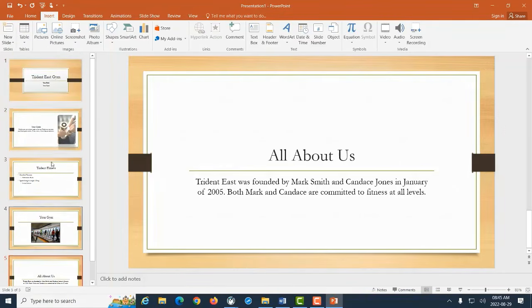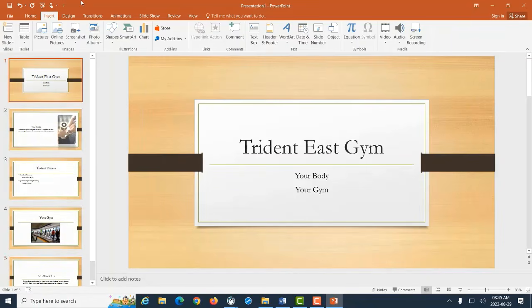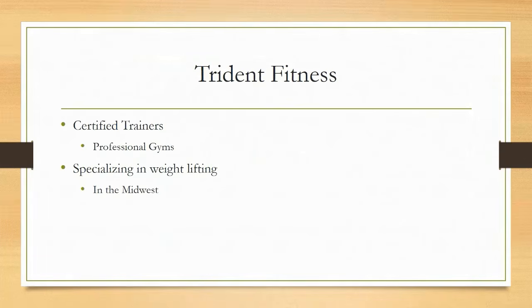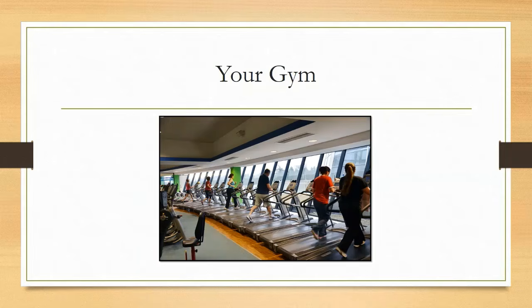So the long presentation. We have the title slide. That was a section header because we wanted a mini paragraph. And then we had some bullets, remembering that professional gyms is a sub-bullet under the first bullet. In the Midwest is a sub-bullet under the specializing in weightlifting. So the second bullet there is specializing in weightlifting.